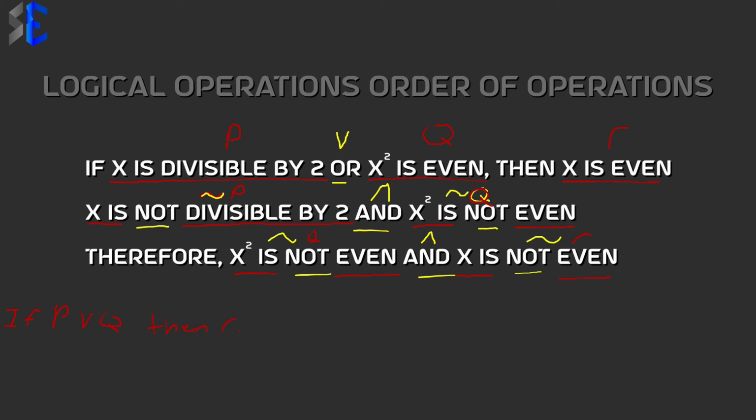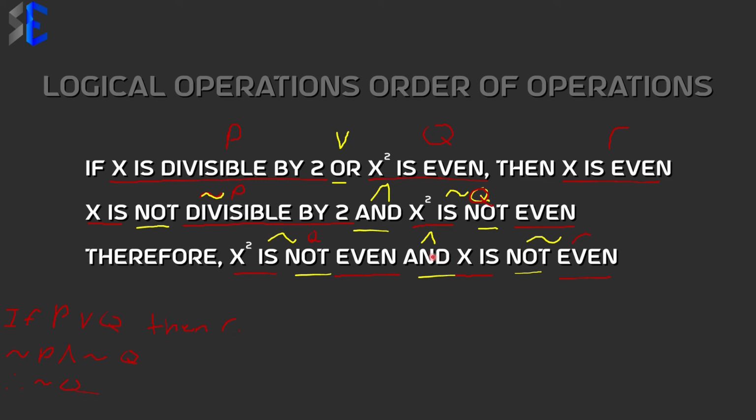X is not divisible by 2, that's just not p. So you just put not p. And so you just put your a looking symbol. And then you have not q. So you just put not q. And then you have therefore, and if you remember from the last video, the symbol that represents that word is just 3 dots in a triangle like that. So therefore, x squared is not even. So that's going to be not q.